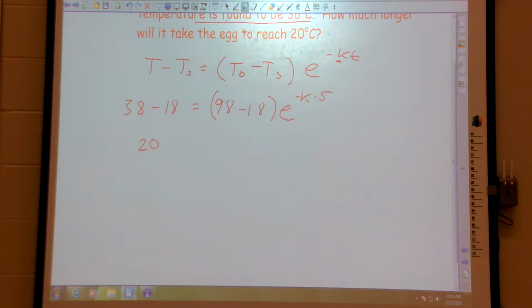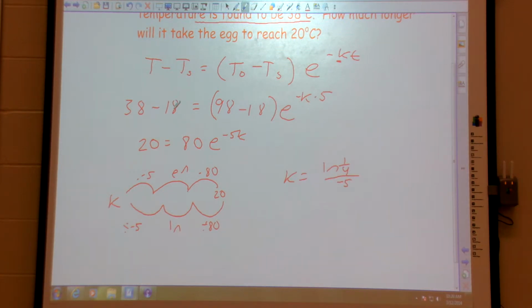So right here they give me 20 equals 80 e to the negative 5k. You with me there? Yes. So k times negative 5, e to the times 80 equals 20 divided by 80, natural log, divided by negative 5. So I have k is natural log of 1/4 over negative 5. Never ever round k, correct? So we have to use it again.